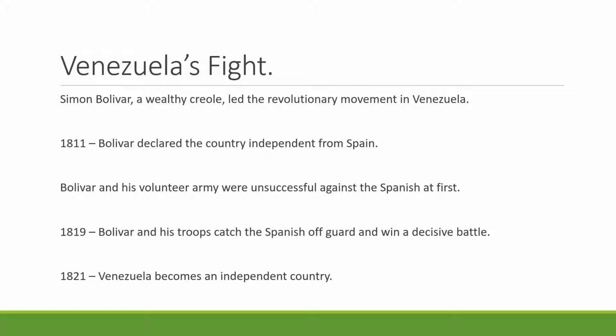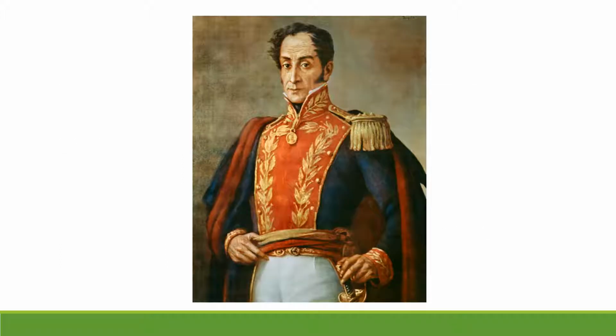But in 1819, Bolivar and his troops are going to catch the Spanish off guard and win a very decisive battle. Following that battle, the tide will kind of turn against the Spanish, and eventually, in 1821, Venezuela will become an independent country. Here's a picture of Bolivar here.